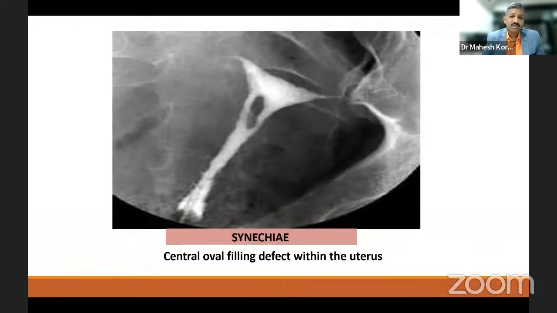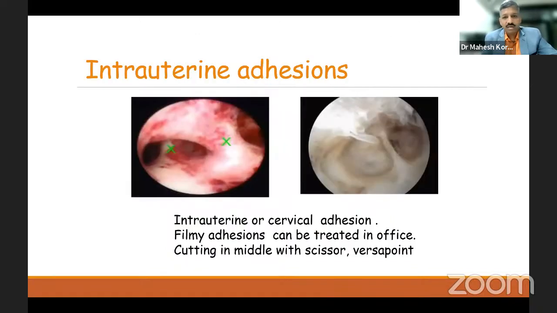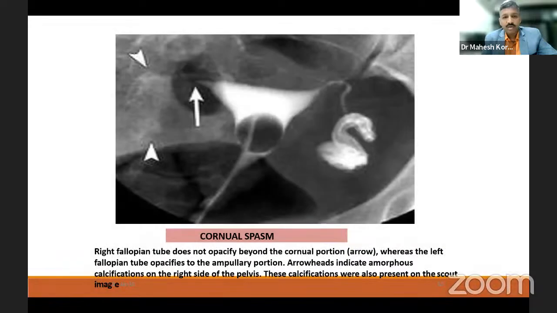And this is again, you see a central filling defect here. Again, this is the synechiae here. Again, you can see the defects here, filling defects. All these are different synechiae. So these are the patients wherein they need a hysteroscopic correction if possible. And again, subsequently, they need a healing process. So these are intrauterine adhesions, and it could be cervical adhesions also, and they need to be cut well.